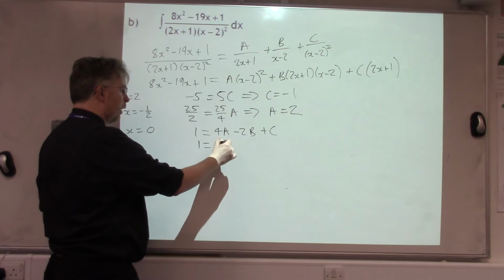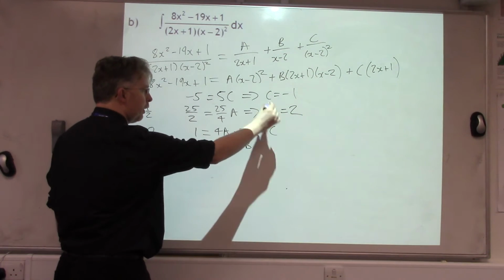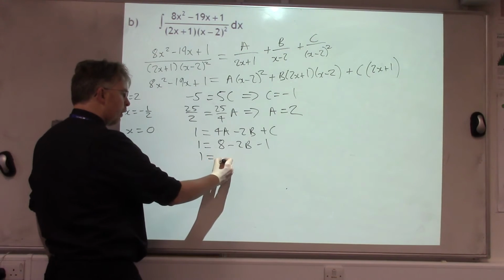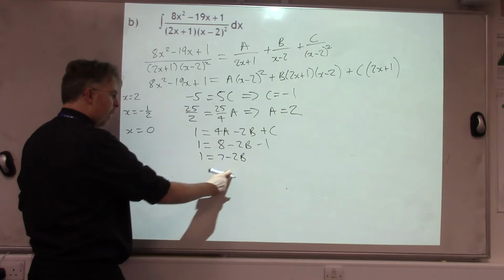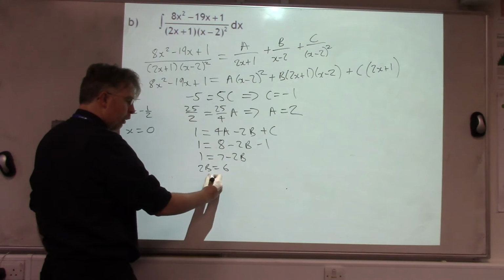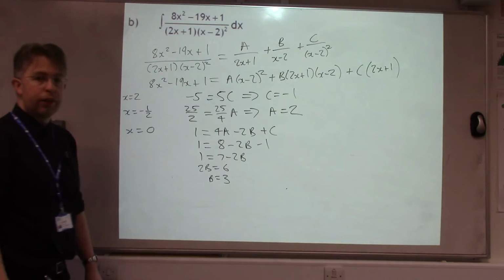4 times 2 is 8. C is minus 1. So we have 1 equals 7 minus 2b. Add the 2b, take the 1. 2b is equal to 6. Divide by the 2. b is equal to 3.